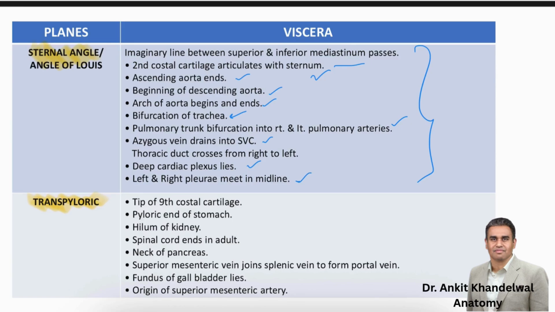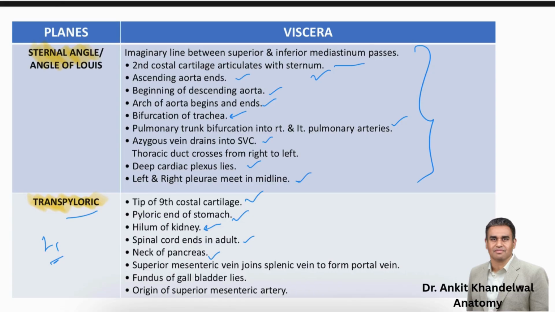Now the transpyloric plane, around the lower part of L1. The pyloric here refers to the pylorus of the stomach. At this plane we have the tip of the ninth costal cartilage, and obviously the pylorus of the stomach. The hilum of the kidney lies around here. Remember, T11 was around the upper part of the superior pole of the kidney. Around this transpyloric plane we have the spinal cord ending in adults. Remember, in infants it is the L3 level where the spinal cord ends.